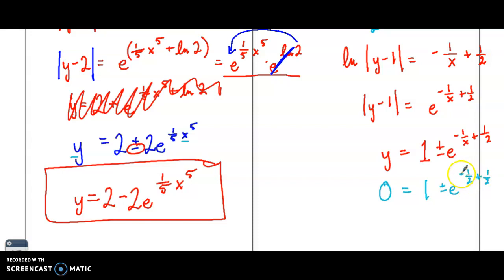Well, negative 1/2 plus 1/2 is 0. e to the 0 power is equal to 1, and 1 minus 1 would give me 0. So the answer that we want is y equals 1 minus negative 1 over x plus 1/2.